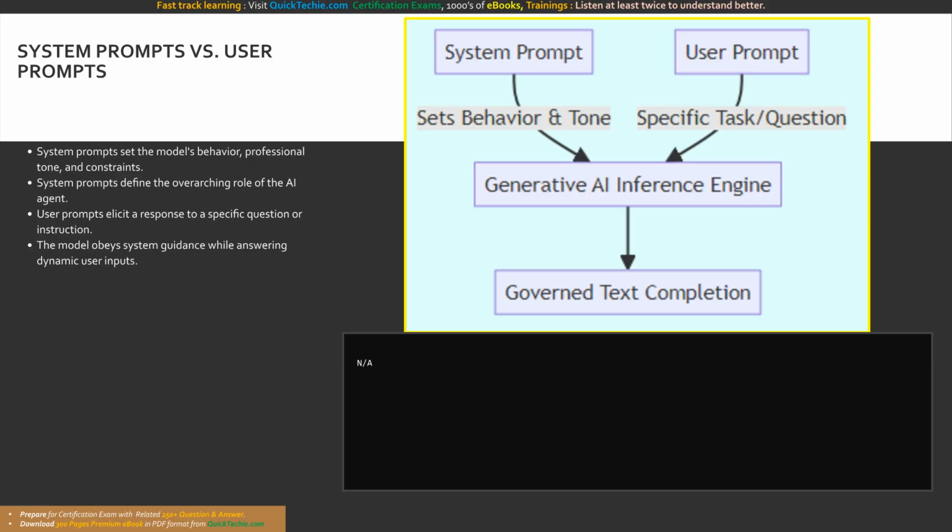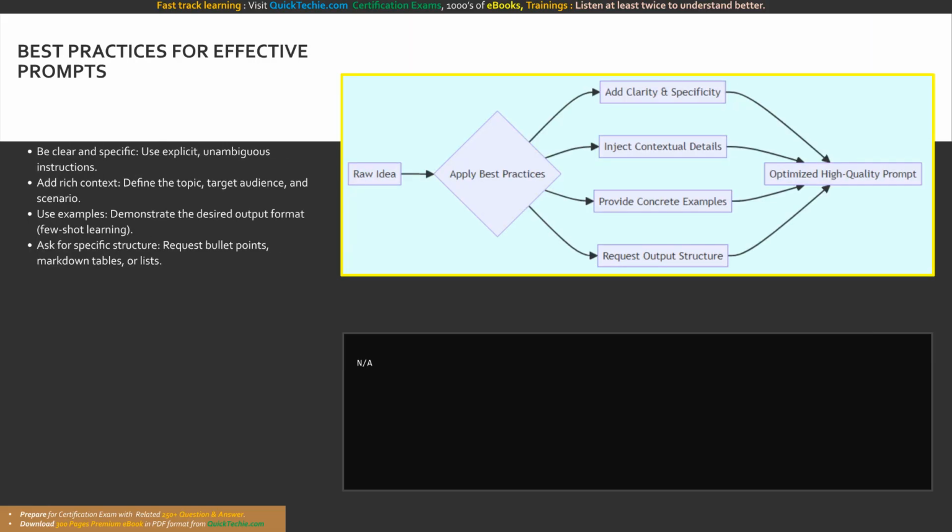This diagram clearly illustrates the dual prompt architecture. Knowing the difference between system and user prompts is only the first step. You must also master the art of crafting them effectively. The quality of the responses you receive from generative AI assistants depends heavily on the specific linguistic structure of the prompts you submit. Microsoft provides 4 highly effective tips for optimizing your prompts.